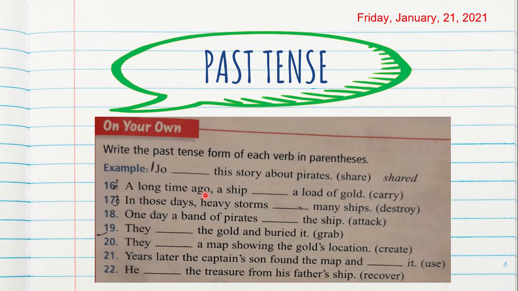A long time ago, a ship blank a lot of gold. The word carry, the verb carry, ends with Y. So that means that goes under rule number 3. You will change the Y to an I. Carried. In those days, heavy storms blank many ships. You have the word destroy, okay?